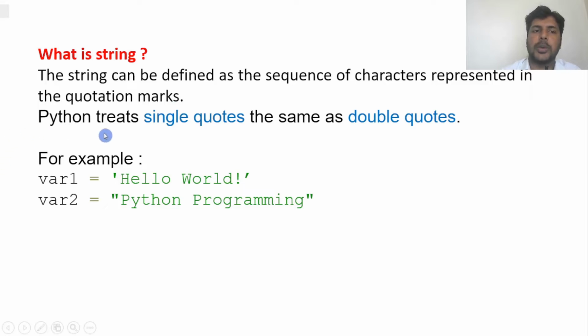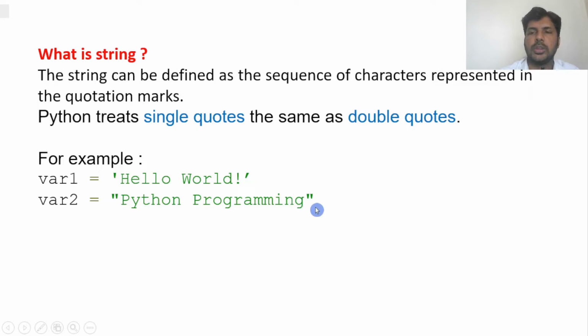Python treats single quotation the same as double quotation. So we can use both single quotations and double quotations. Both are the same. For example, you can see here var1, I have used single quotation, hello world. Same way var2, I have used double quotation, Python program. Either you can use single quotations or double quotations.